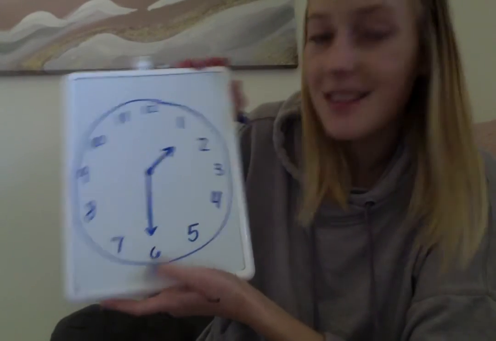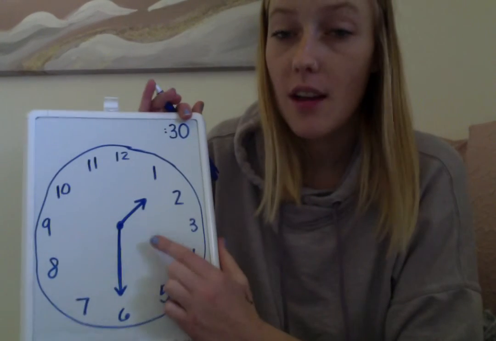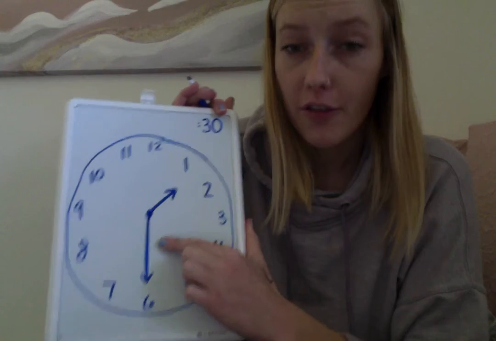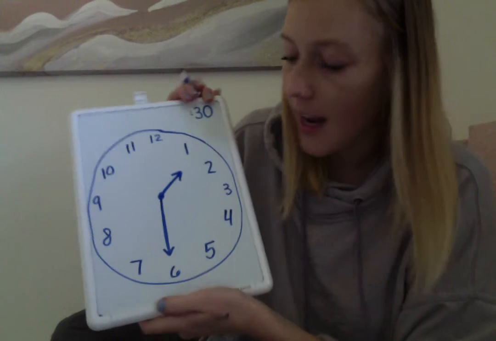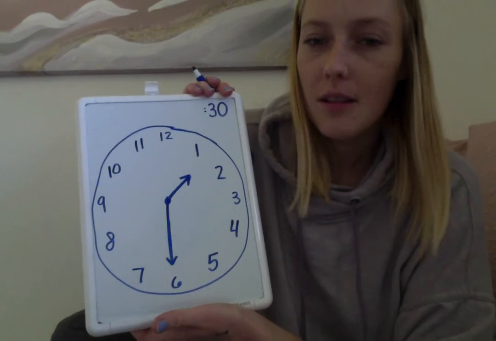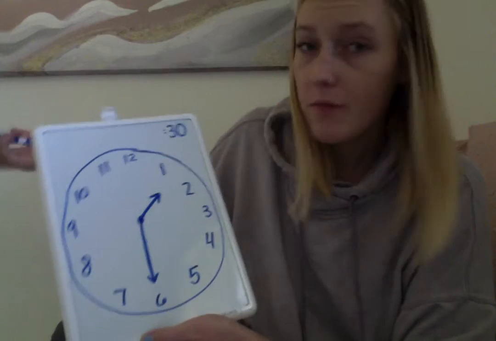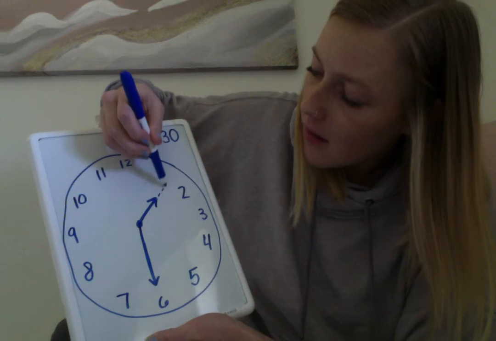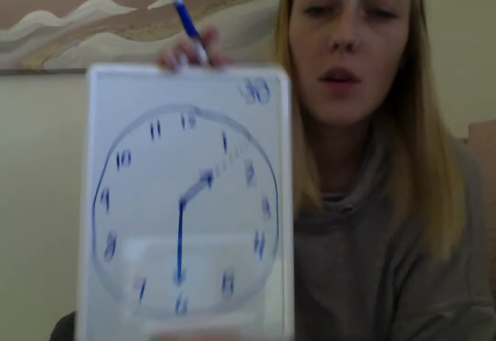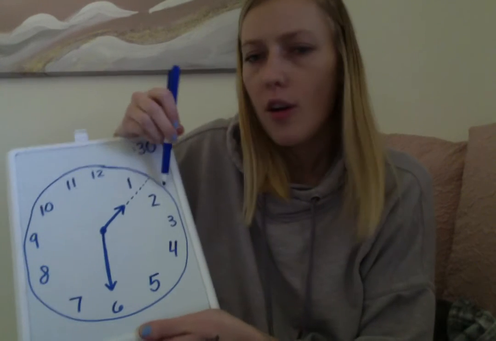But in this one, it's pointing to the 6, which means it's something 30. So when I'm reading a clock, I always want to look at my minute hand first. The longer hand first is what I meant to say. Always check your minute hand first. So it's something 30. Is it 7:30? Is it 8:30? We have to look at the hour hand to find out. I see that my hour hand is in between my 1 and my 2. So how do I know if it's 1:30 or 2:30?